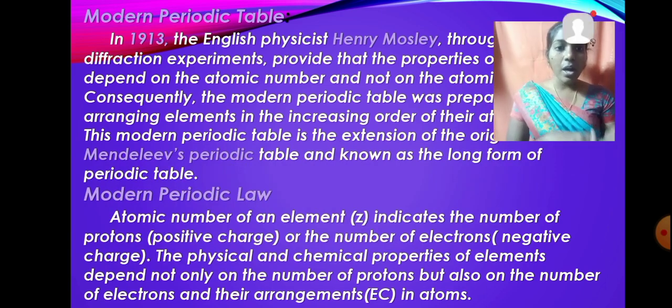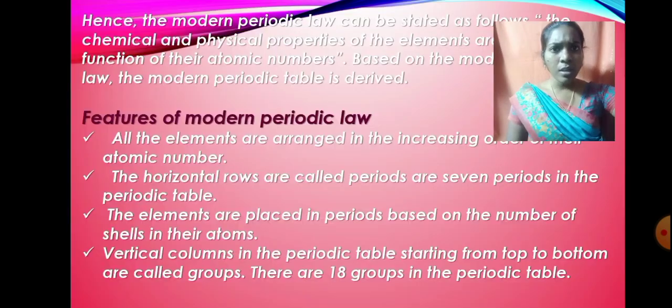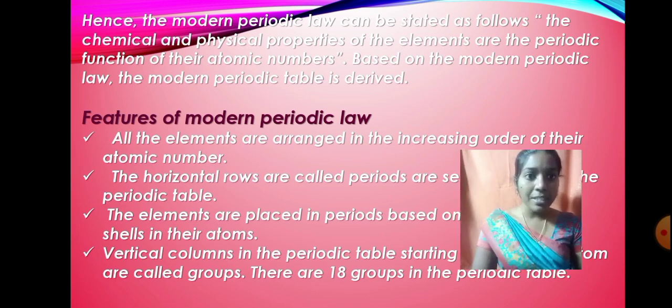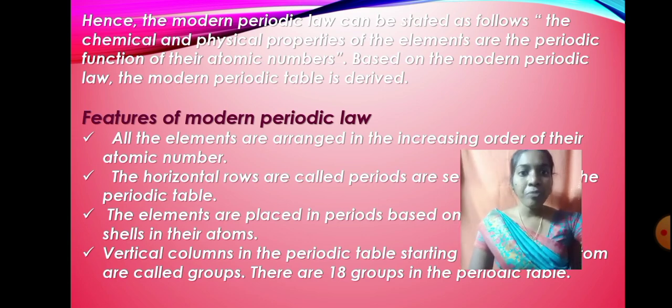Modern periodic law. The atomic number of an element indicates the number of protons, positive charge, or the number of electrons, negative charge. The physical and chemical properties of elements depend not only on the number of protons but also on the number of electrons and their arrangement, the electronic configuration in atoms. Hence, the modern periodic law can be stated as follows: the chemical and physical properties of the elements are the periodic functions of their atomic numbers. Based on the modern periodic law, the modern periodic table is derived.